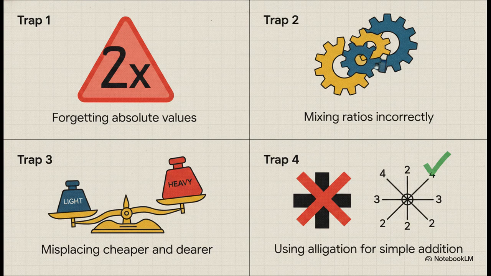Number 2, mixing ratios incorrectly. If a problem gives you a starting ratio of 2 to 3, you've got to convert that to a fraction, like 2/5, before it goes into the cross. Number 3, misplacing your cheaper and dearer values. If you accidentally swap your rows, your final ratio swaps too. Keep them straight. And number 4, using alligation for simple addition problems. Sometimes they'll just ask for a basic combined total, hoping you overcomplicate it. Stay sharp, read the prompt, and make sure you're actually mixing things to find a mean before you unleash the cross.